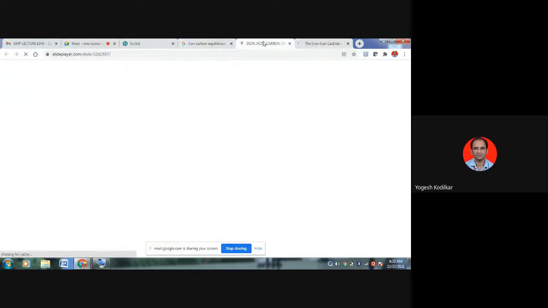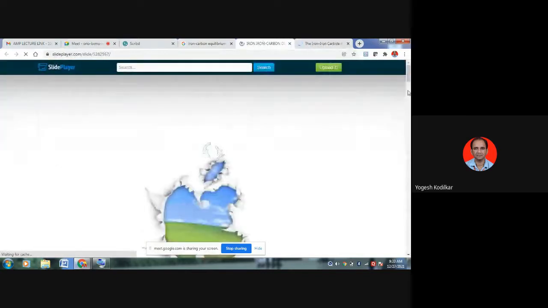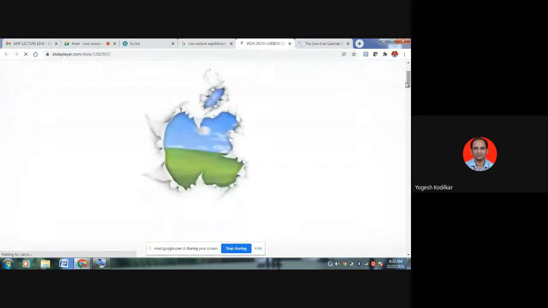This iron carbon equilibrium diagram is an important part of the MEM study. This is the basis for your further MEM study.